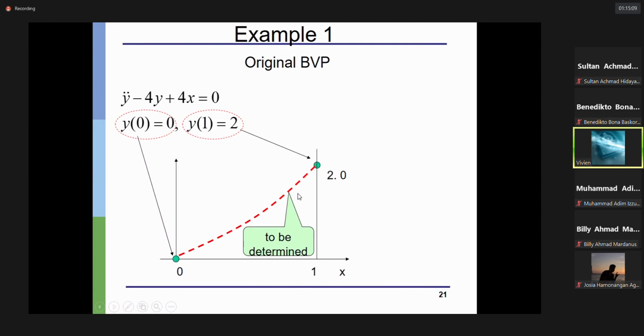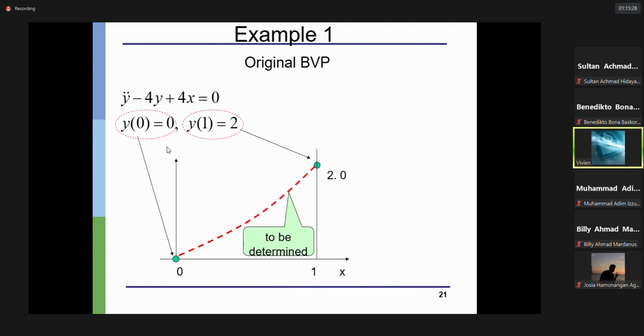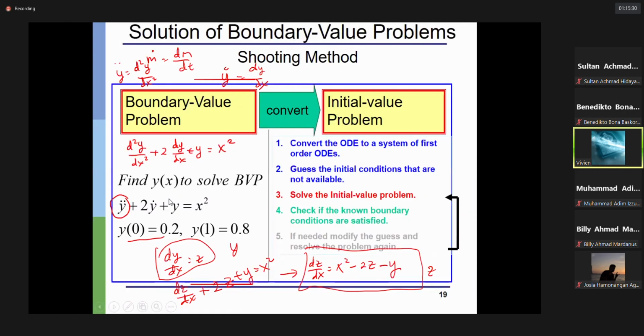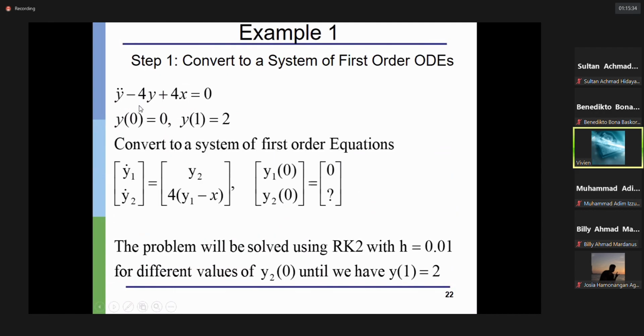we can use that for the shooting method, and we want to determine the distribution of y here. We want to find the curve. So this is the conversion, in which this will be another problem. So this is not the same. Is this the same? Oh, this is not the same problem. Yeah, different problem.